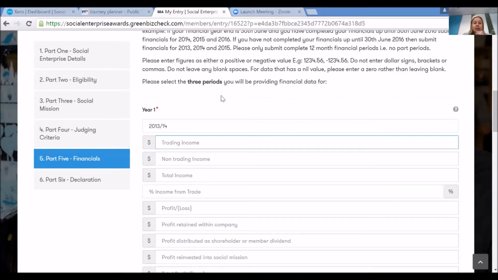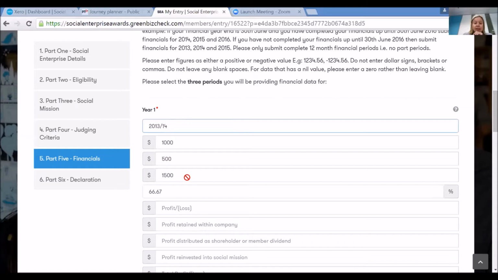In the next cell, it's trading income. Trading income is probably best to look at in terms of what it doesn't include. It doesn't include grants, donations or loans, but it does include any other revenue that you generate. So let's do an example here where we have $1,000 of trading income. Non-trading income is any other income that you earn. So in this case, let's say we had $500.